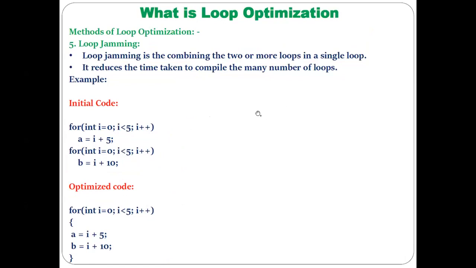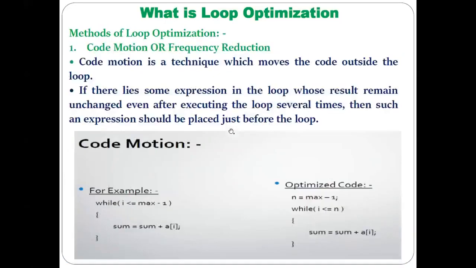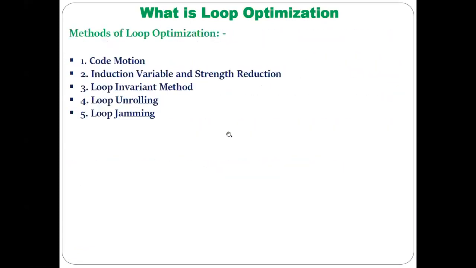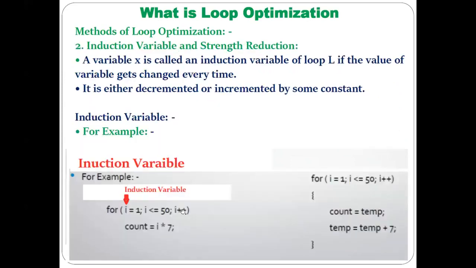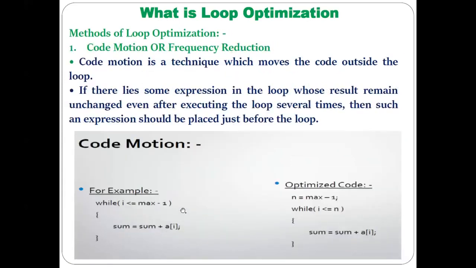I hope all of you understood all these techniques related to loop optimization. As you can see, we first saw code optimization, the code motion or frequency reduction, where we move certain code outside the loop, if its result is going to remain unchanged, even if it is outside the loop or inside the inner loop. Such code we move outside the loop.